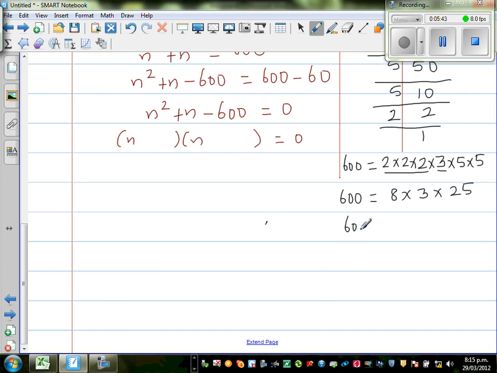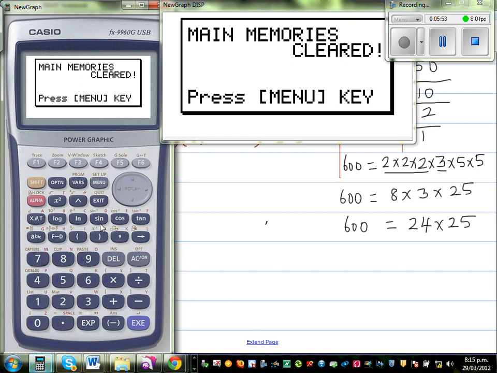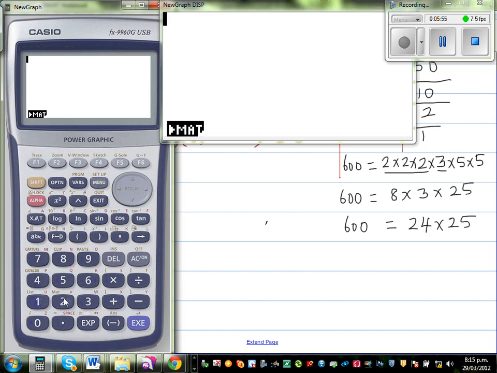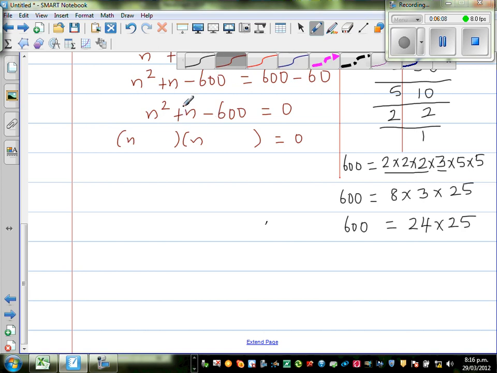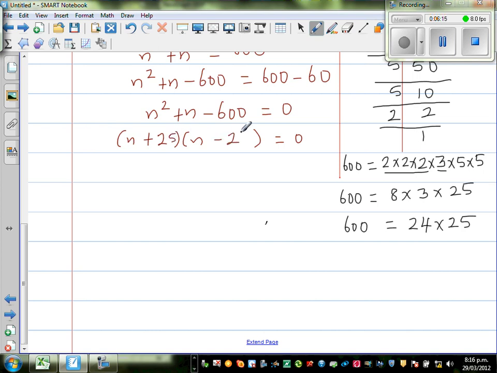I'm going to write it as 24 times 25. Let me get my calculator to just check whether 24 times 25 does give you 600. So 24 times 25 is 600. Can you see the two factors are 24 and 25, and they are one apart? So the greater number has to be plus 25, and the smaller number has to be minus 24. Then only you'll have plus 1 here.